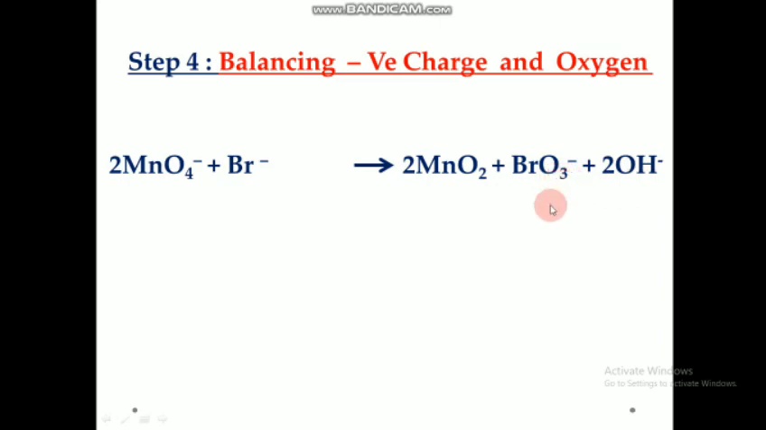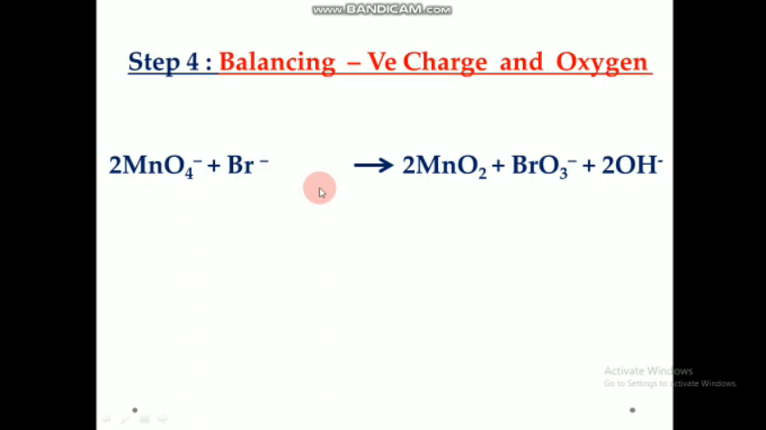Now we need to check whether the oxygen is balanced or not. So first we need to find the number of oxygens on both sides. On this side it is 4 into 2, 8 oxygens are there. On this side we have 4 here, and here we have 3 and we have 2 here. So totally it will become 9. 9 oxygens are there on this side, and on this side we have 8 oxygens.